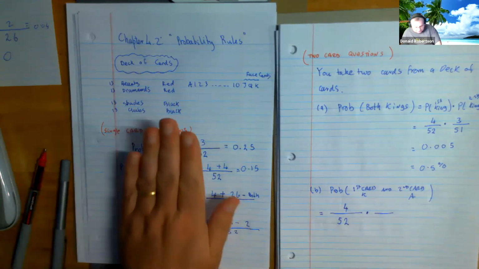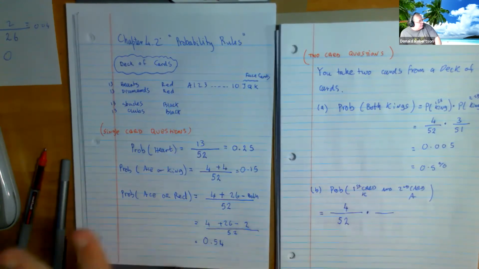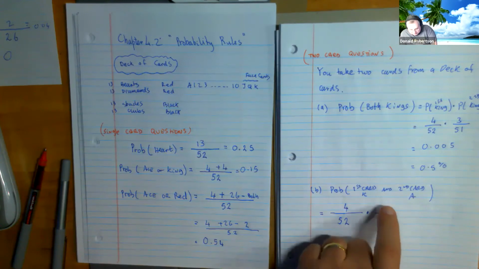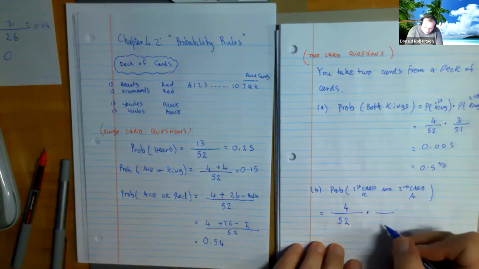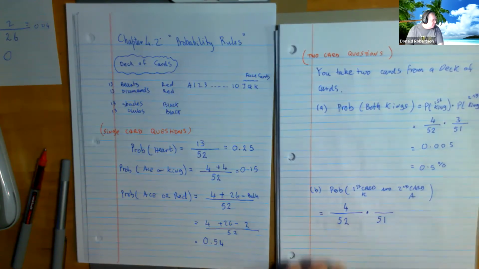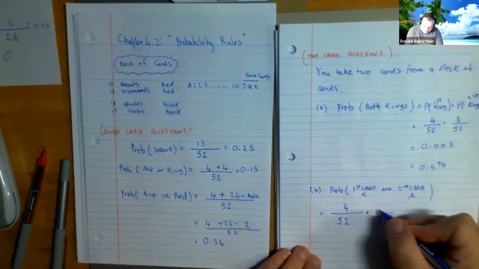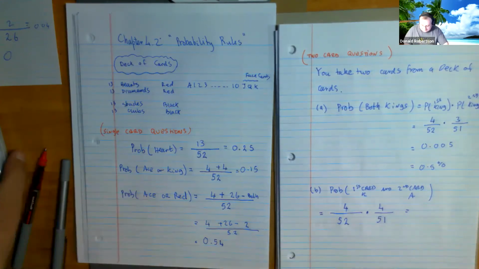Now, the first card is down on the table. It is a king. We know that is done. Let's work on what the second card has to be. Would you agree there's still 51 cards? How many of them are aces? Agreed? All 4.